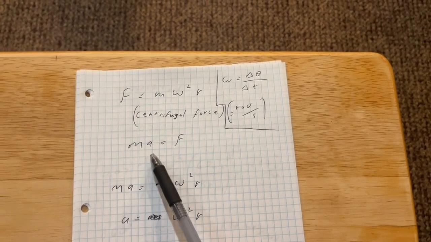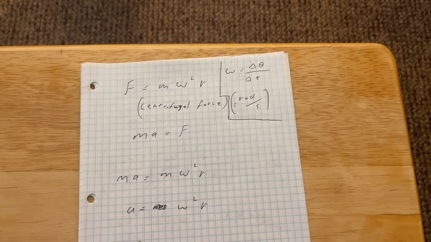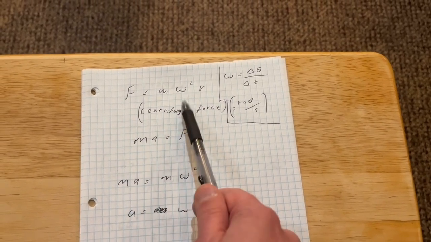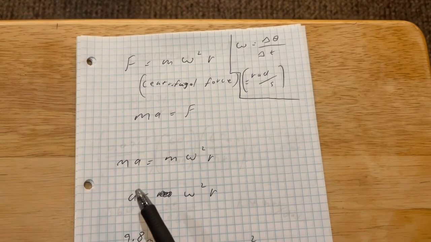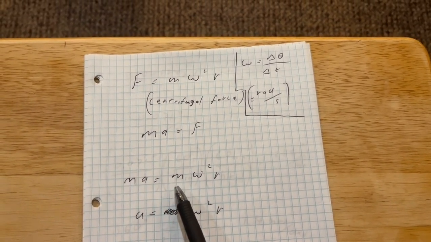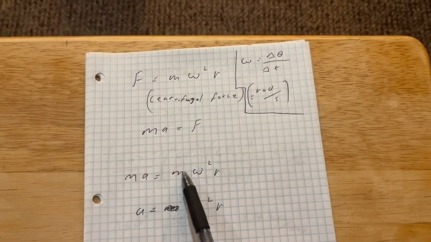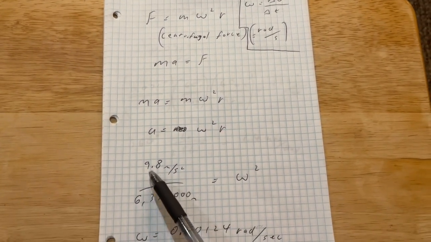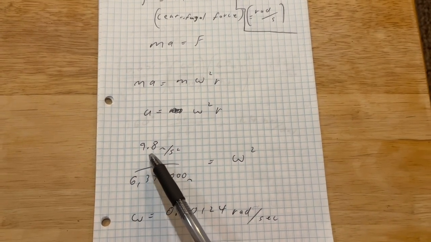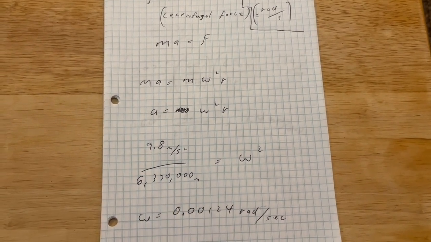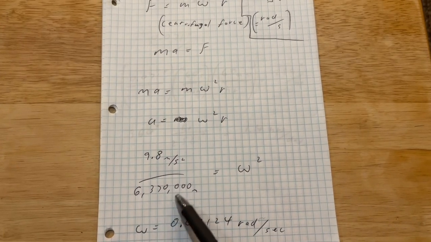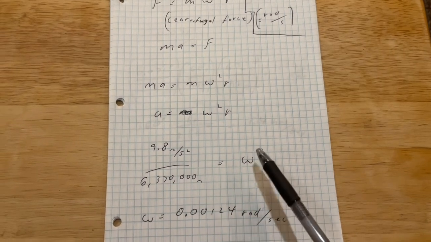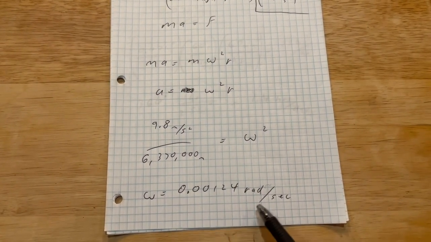The other formula is just mass times acceleration equals force. Since we have force here and here, just set these two equations equal to each other. Since we're dealing with the mass of something that's spinning here and here, the masses can cancel out on both sides. We're just left with acceleration. So I'll use the acceleration of gravity, 9.8 meters per second squared, divide that by the Earth's radius, and to get the angular velocity, you have to take the square root. So you get this in radians per second.